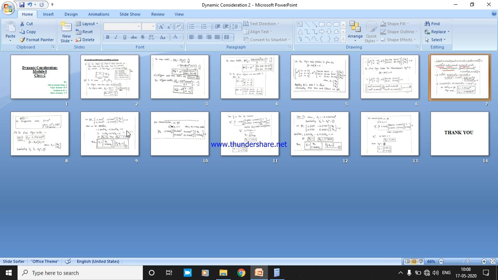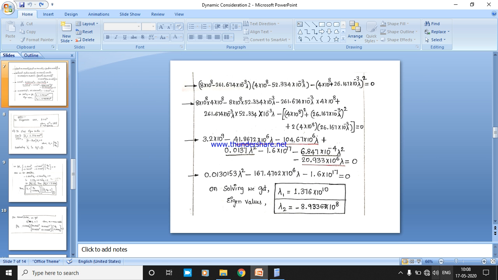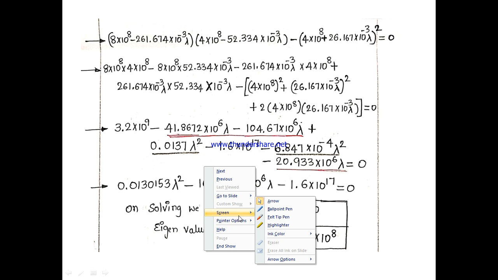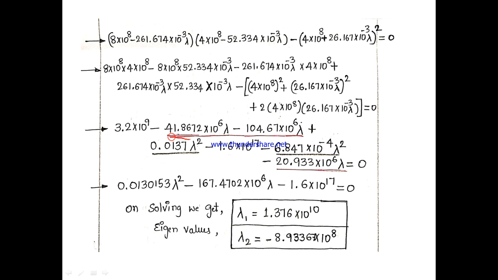3.2 into 10 raised to 9. One second. So after these two multiplication I got this value, after this multiplication I got this, after these two multiplication I got this, after this multiplication I got square here. So here I got the constant value, here also square value I got, and here I got lambda. Now I am going to separate the square, lambdas and constant. So here I put a red line here. Red line here, this is a total lambda value, this is this two lambda value and this lambda value. I am going to add this and this.